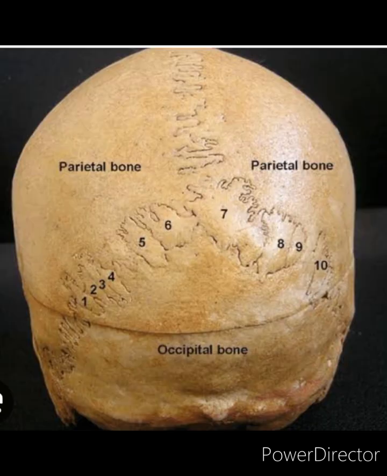Here you can see in the suture, that is the lambdoid. In that one you can see the lambdoid suture which is joining the two parietal bones and the occipital bone.